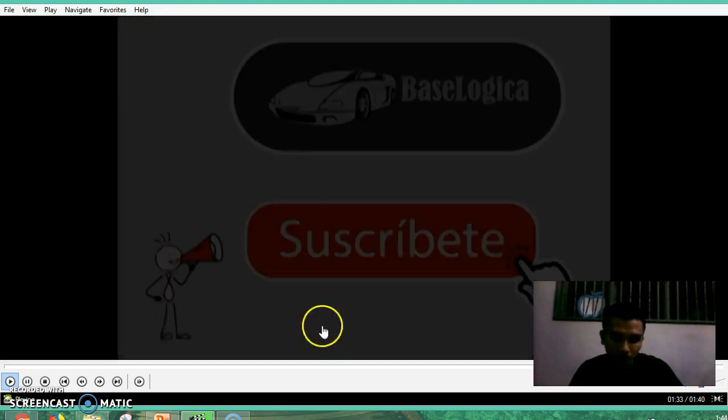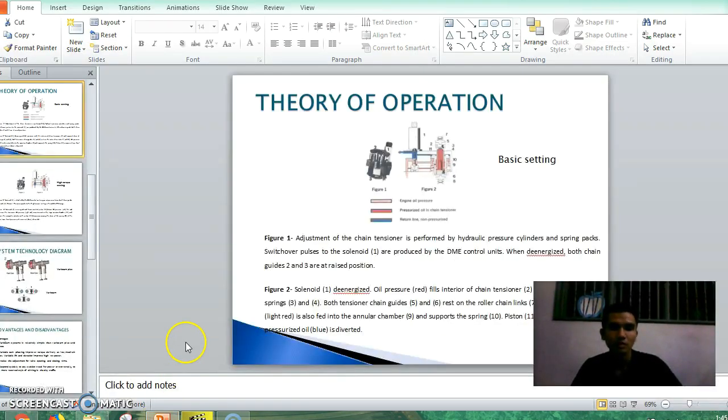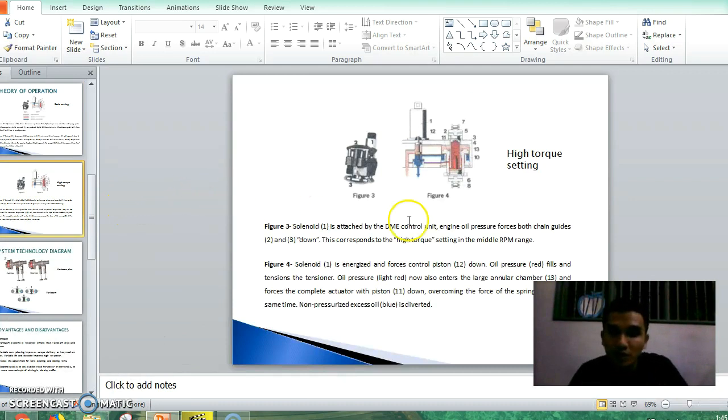Next, the explanation about the high torque setting. On figure 3, there is an explanation about the outside of the system when in the high torque setting. On figure 4, there is an explanation about the inside of the system when the system is in high torque setting mode.